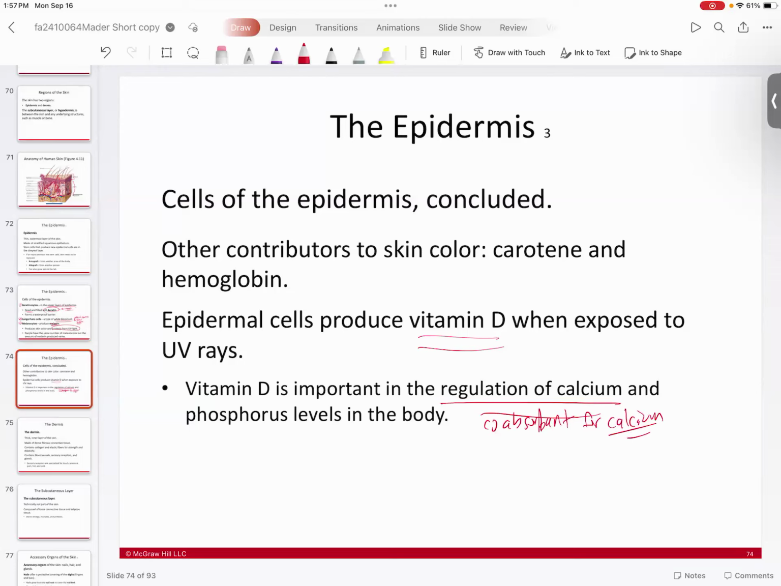So if you're drinking all the milk in the world, but you never get out and get any sunshine, you're not going to really be absorbing that calcium that you're drinking. It's just going to be going right through you because you need vitamin D in order to absorb calcium. You don't need a lot of it, maybe about 30 minutes a day. That's enough. So it's very potent, but you do need some of it.